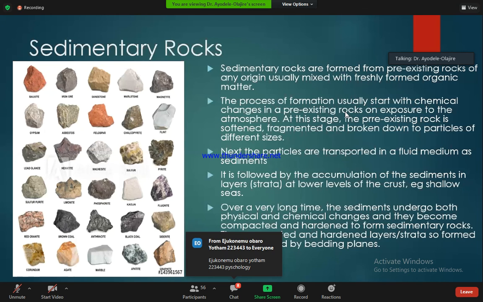And as you can see, to your left-hand side, those are examples of sedimentary rocks. They are economically very, very important wherever you find them. And that's where most of our crude oil and all these things are found.